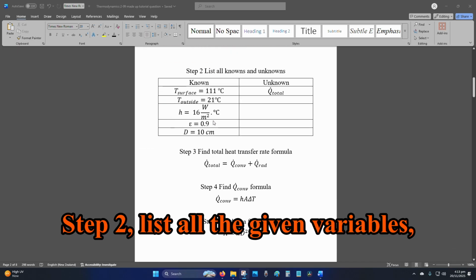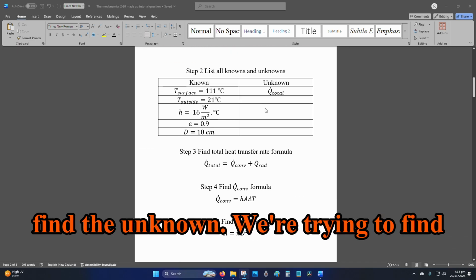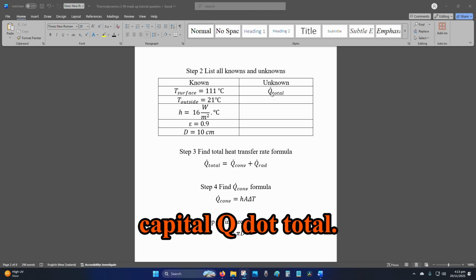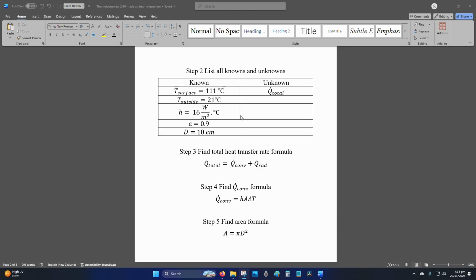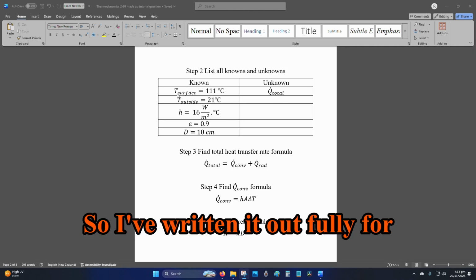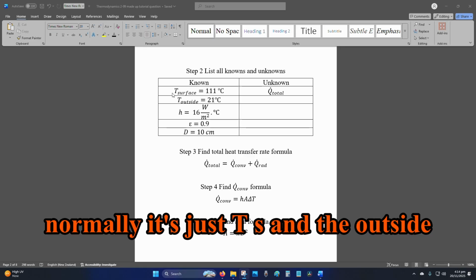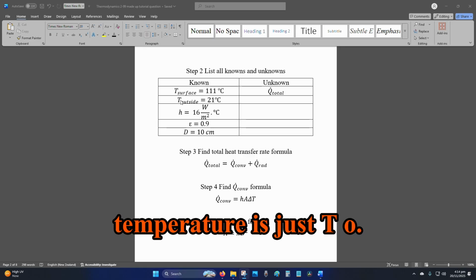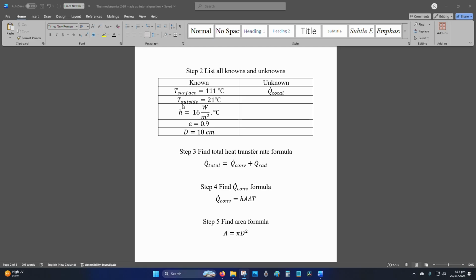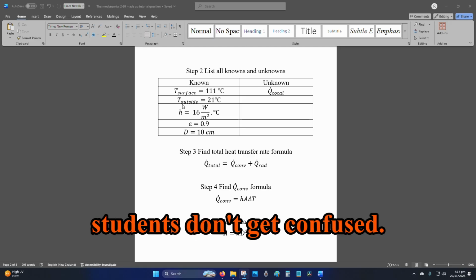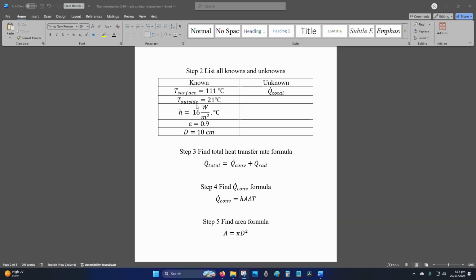Step 2, list all the given variables, find the unknown. We're trying to find capital Q dot total. So I've written it out fully for students. So the surface temperature, normally it's just TS, and the outside temperature is just TO. It's fully written out so students don't get confused.